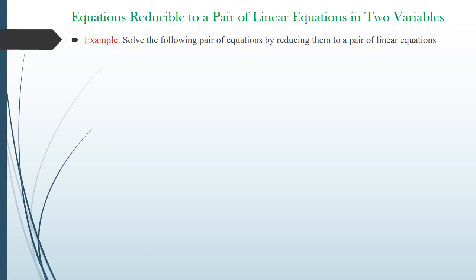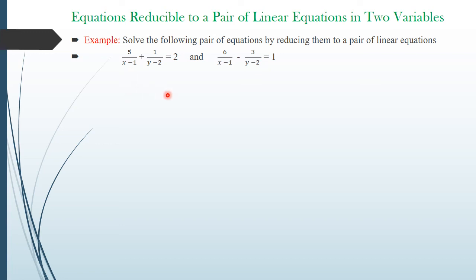Solve the following pair of equations by reducing them to a pair of linear equations. Here we have two equations given. You can see, as I told you, variables are present in the denominator. In that case, first we need to make a suitable substitution, then convert these two equations into the form of linear equations, then we can solve.